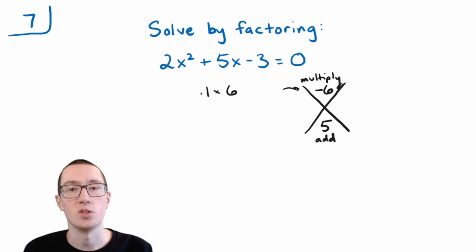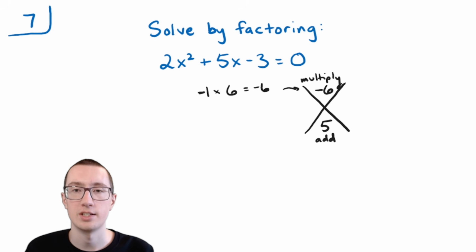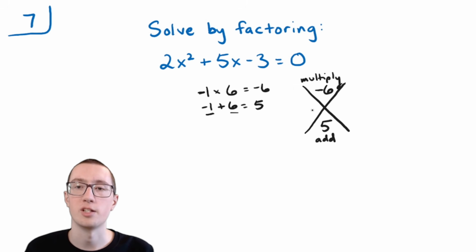So in this case, we're going to make the 1 the negative number here. So negative 1 times 6 is negative 6, but if we add negative 1 and 6, well, that's the same thing as 6 minus 1, which is 5. And that's the number we are looking for. So we found our two numbers, negative 1 and 6. So what we're going to do is take those two numbers and put them on the sides of our x. So we're going to have negative 1 and 6.